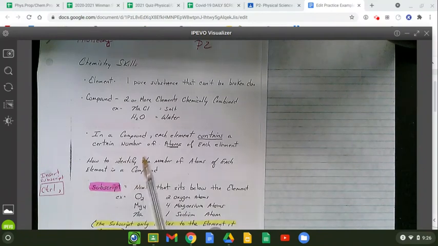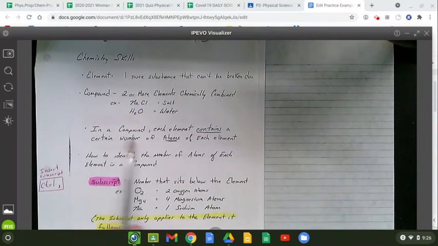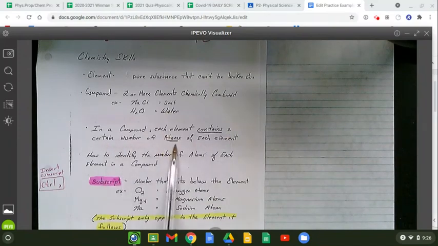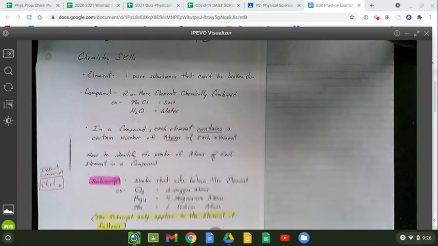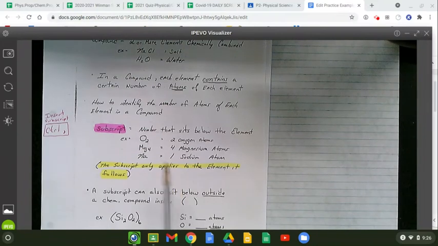But what we're going to do in this video is figure out how many atoms of each element are in those particular compounds. In a compound, each element contains a certain number of atoms. So what we want to do is identify the number of atoms of each element in that compound. There are a couple of things we need to recognize first. The first thing is called a subscript. A subscript is a number that sits below the element. Here are three examples that we'll discuss and count how many atoms are in each.